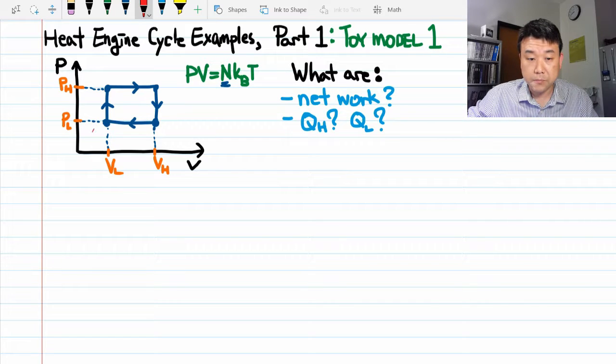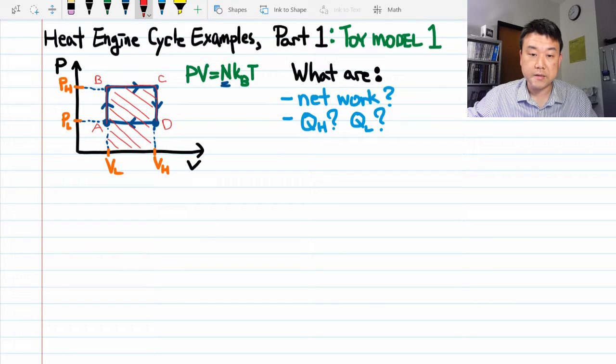Let's say we are starting at point A. Then the system undergoes isochoric heating, reaching point B. No work is done throughout this process because the volume doesn't change. And then the system undergoes isobaric expansion, reaching point C. It does some work. That would be the area under the curve here. Then, as the system undergoes isochoric cooling, reaching point D, no work is done again, no change in volume.